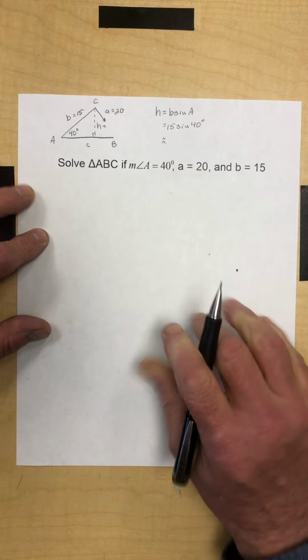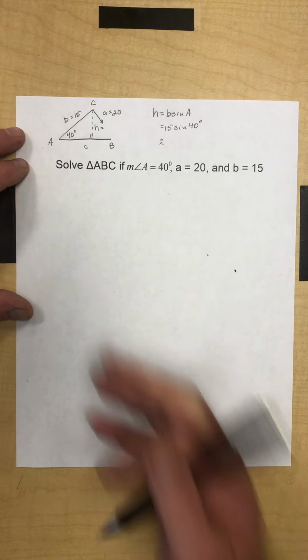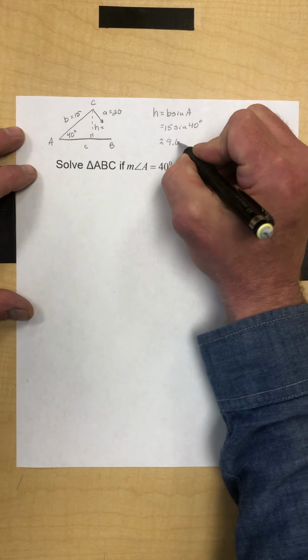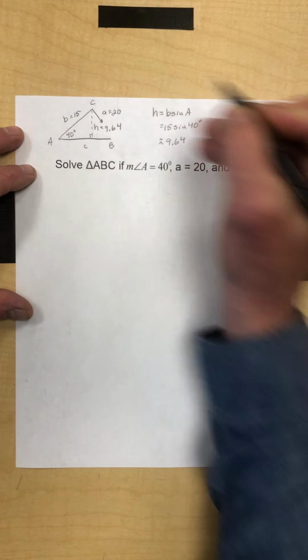We punch that into our calculator. Just get out your Walmart special. We have 15 times the sine of 40 degrees, and I am getting 9.64 when it's rounded off. So this height is roughly 9.64.